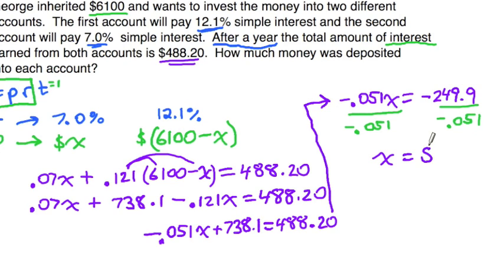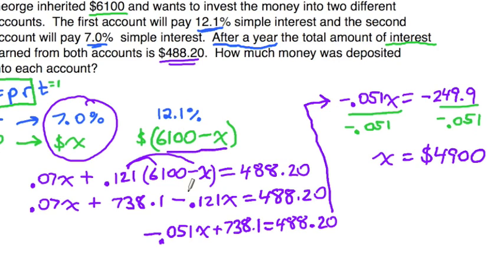$4,900. So the amount that we're going to put in the X is related to this one. The amount we're going to put in the 7% interest rate is going to be $4,900. To find the other one, we just need to subtract it from $6,100. And we're only going to put $1,200 in that one. So $1,200 at 12.1% and $4,900 at 7%. And there's our answer to the problem.